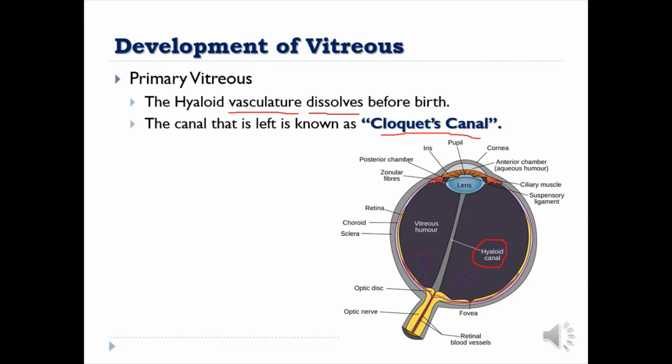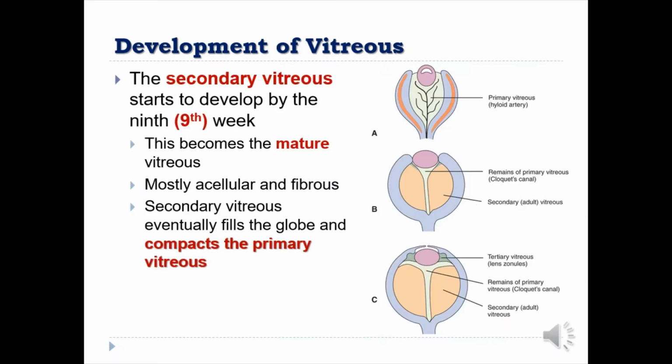Secondary vitreous. Alright, so here we'll discuss the secondary vitreous. We already understood the primary vitreous. The secondary vitreous starts to develop by the 9th week. Right? So the 9th week means it is still in the embryonic stage. It starts to develop in the 9th week, and the secondary vitreous becomes the mature vitreous. That means whatever vitreous all of us have now in our eyes is the secondary vitreous.